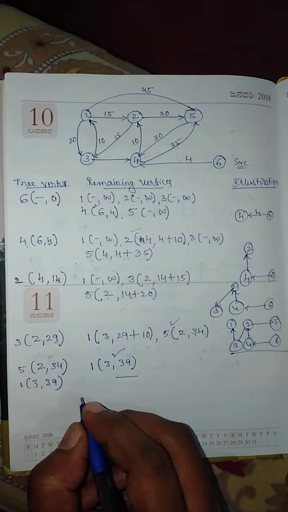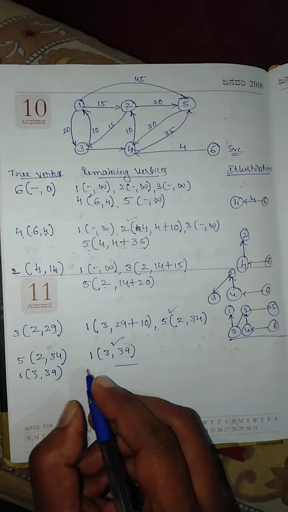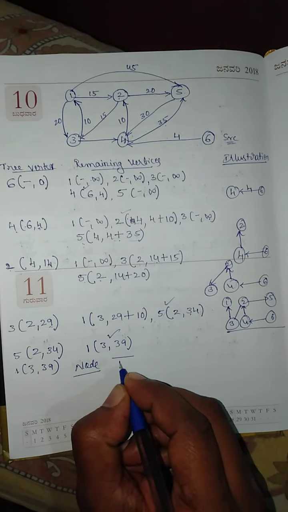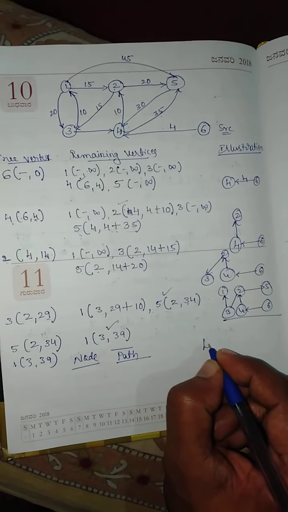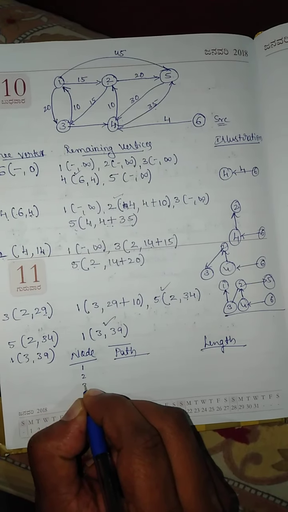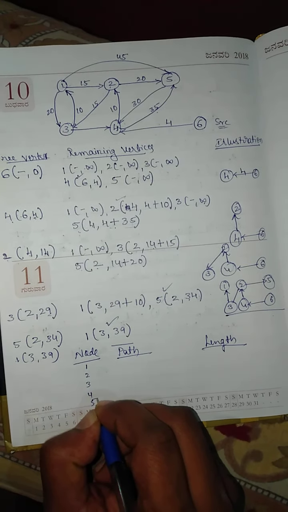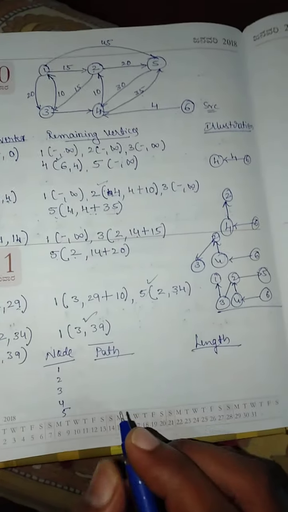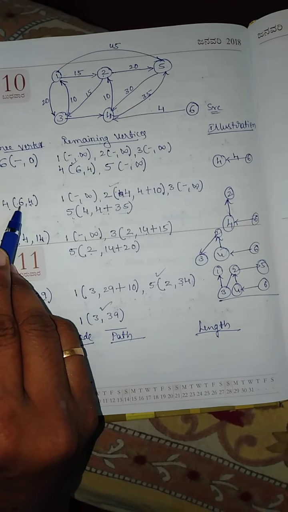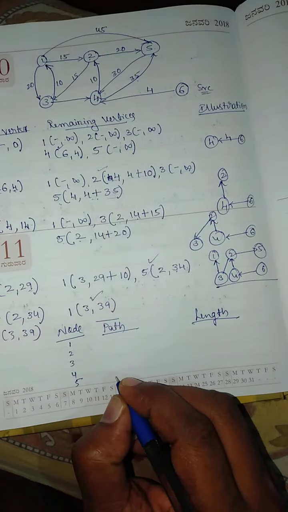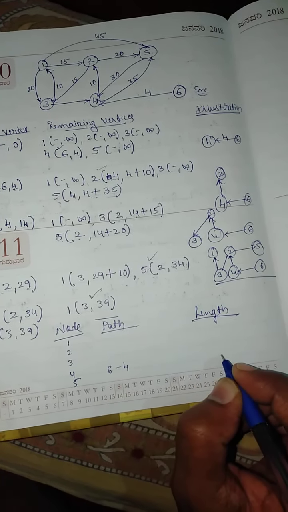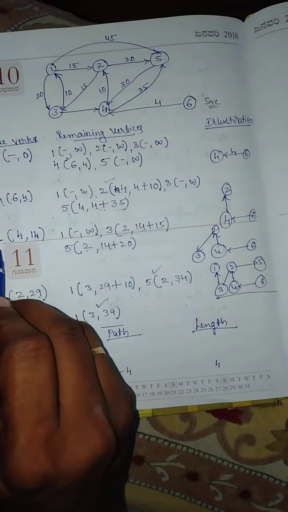So we will write the table now: node, then path, and length of the path. Node 1, 2, 3, 4, 5. The source node is 6. First consider node 4. Node 4 is reachable from 6, so the path for 4 is 6 to 4, and the length of the path is 4. Done.